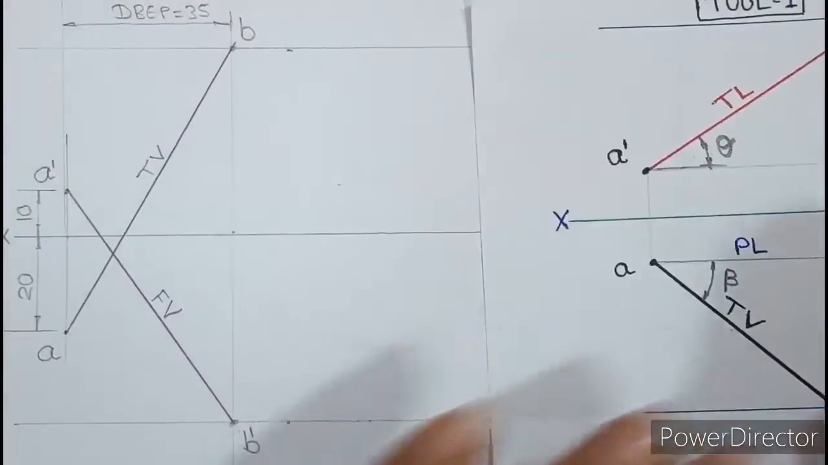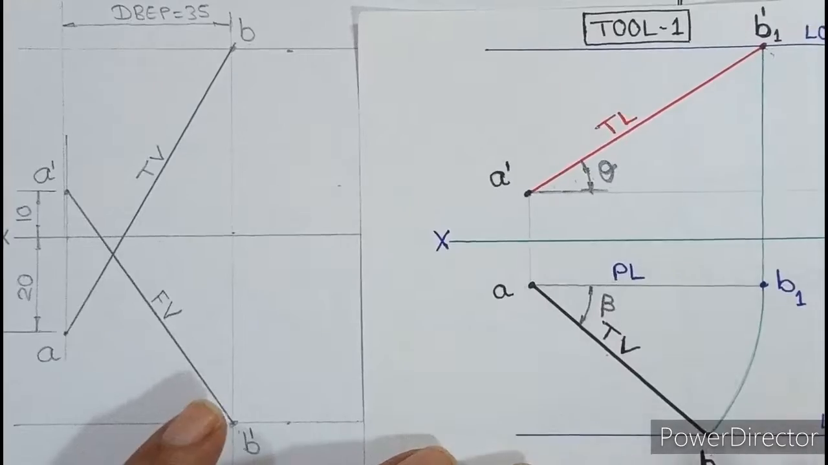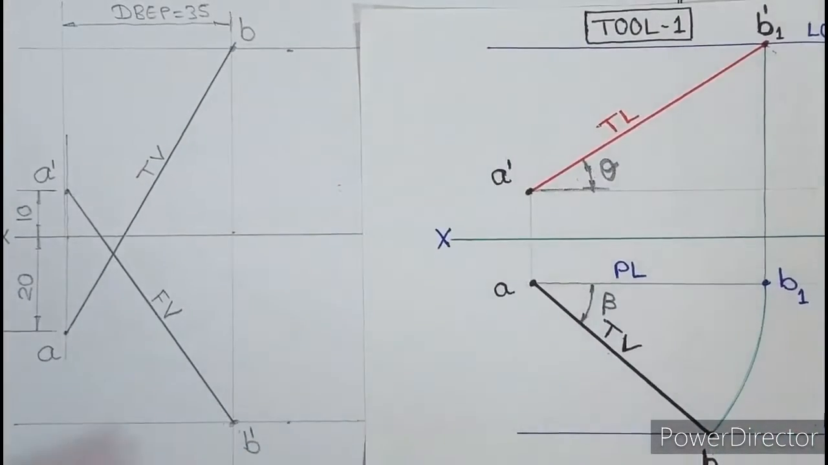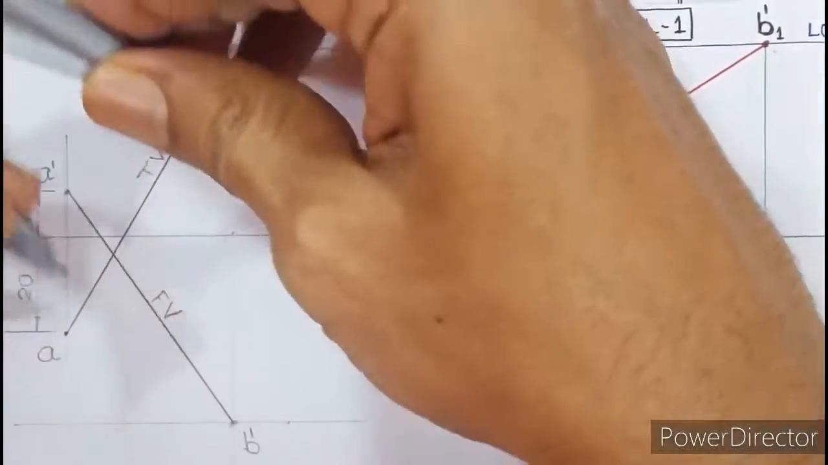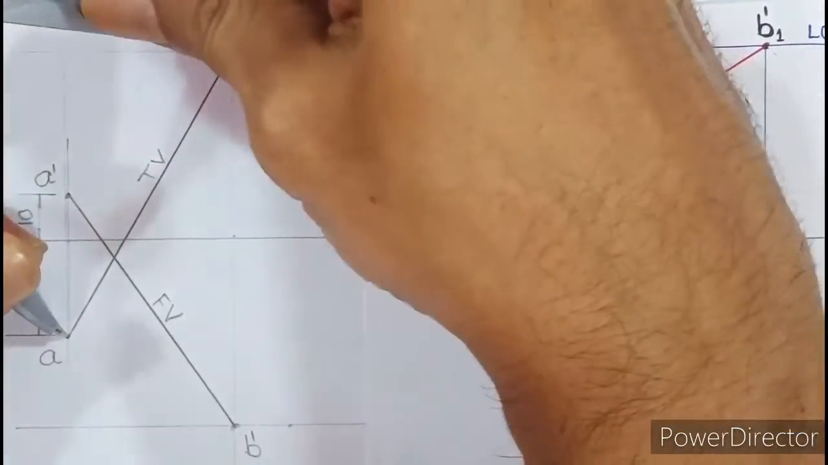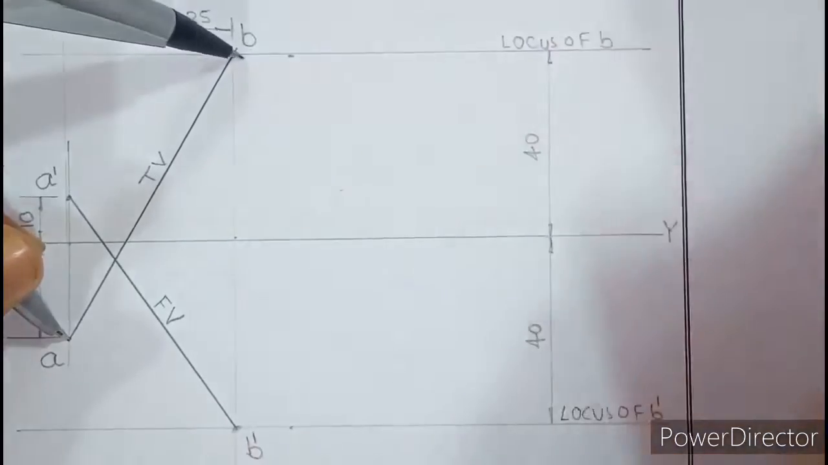Okay, so let me operate tool number 1. It says that rotate top view till the level of A. So let us do that. I will take top view AB in the compass. So you have to always operate any one tool. Don't operate both the tools, not required. So we'll operate top view till the level of A.